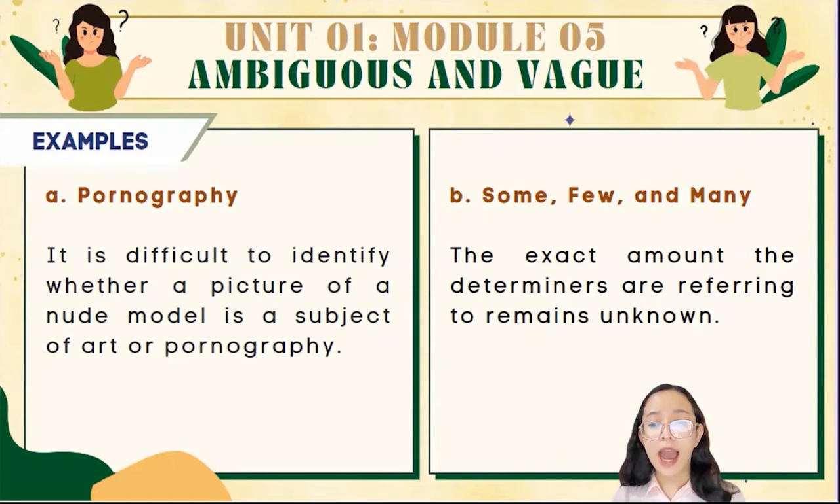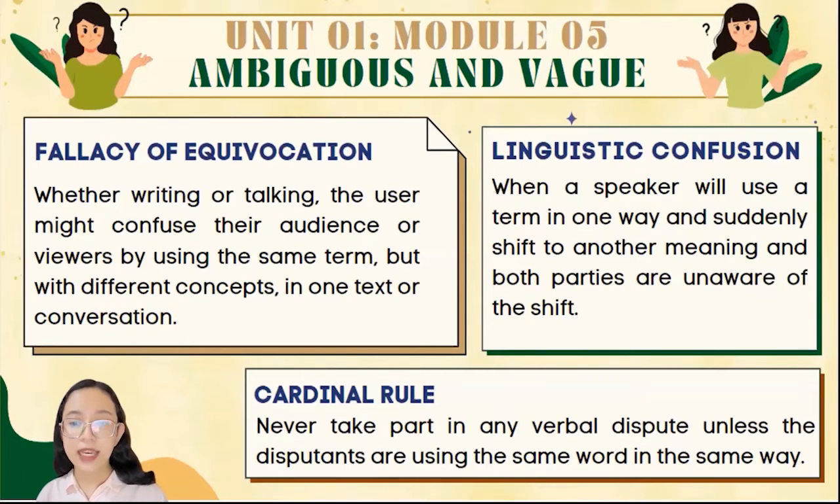Furthermore, do you know how many or how little people or objects are considered when we use the determiners some, few, and many? Do you know that you commit a fallacy when you end up using a term in one way and later use it again in another way in the same line of reasoning? Yes, and we call it the fallacy of equivocation. And if both speakers are unaware of the shifts in the terms of use, the result is linguistic confusion. So what can we do to solve these problems?